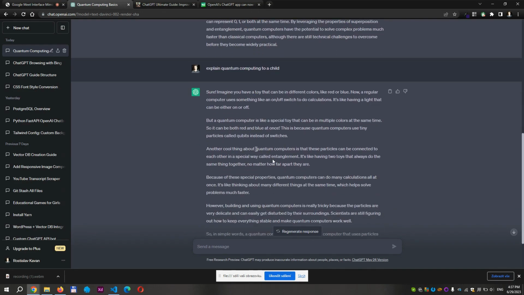Imagine you have a toy that can be different colors, like red or blue. Now, a regular computer uses something like an on and off switch to do calculations. It's like having a light that can be either on or off. But a quantum computer is like a special toy that can be in multiple colors at the same time. So it can be both red and blue at once.